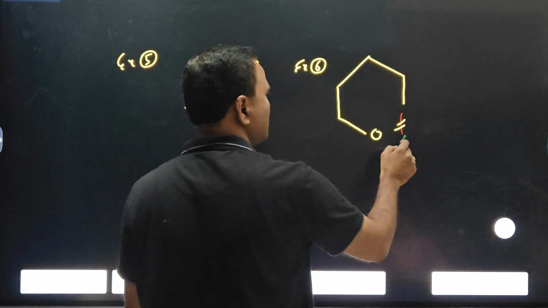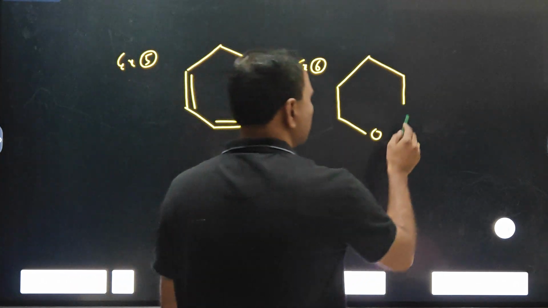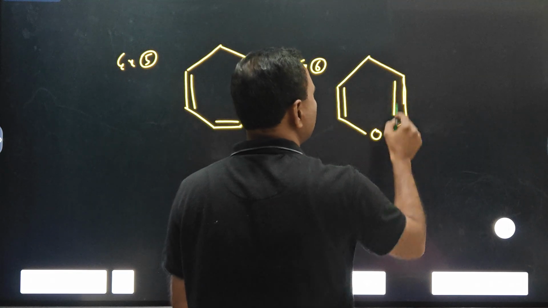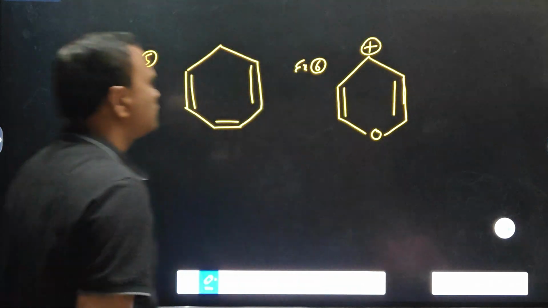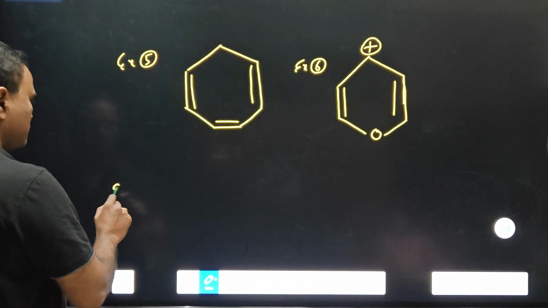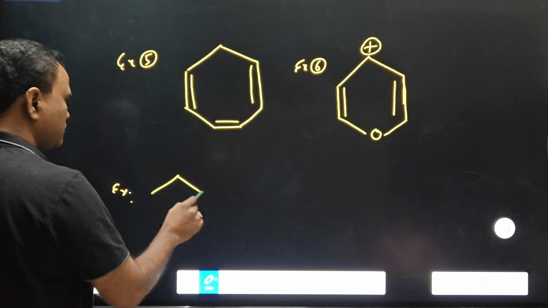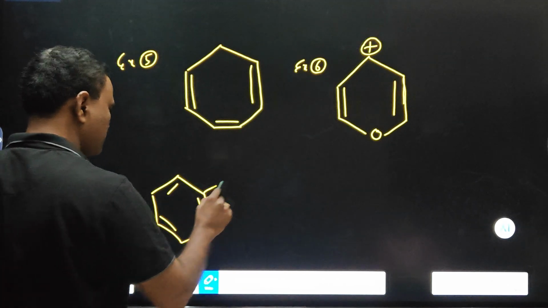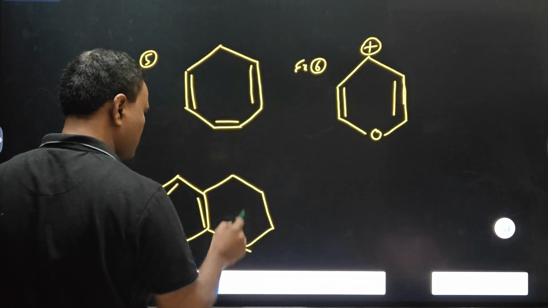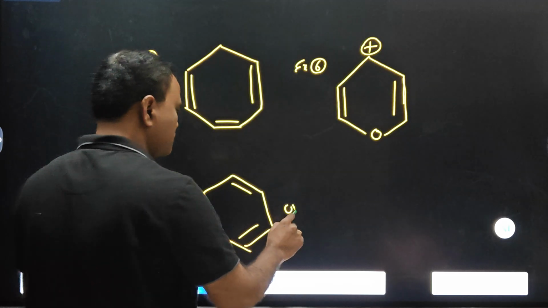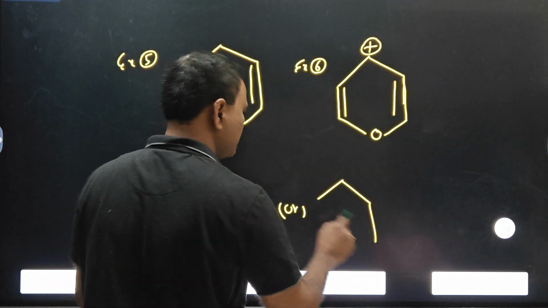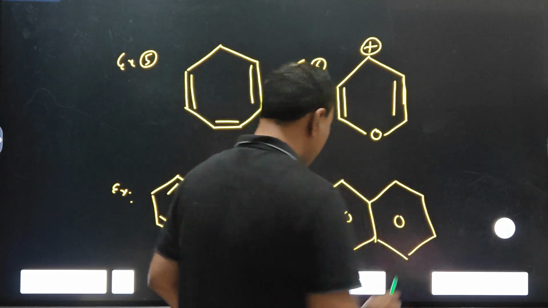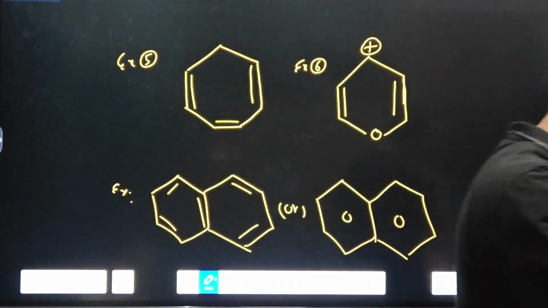To try this, I'll bring that marker. This can also be represented like this. To try this, I'll bring the marker.